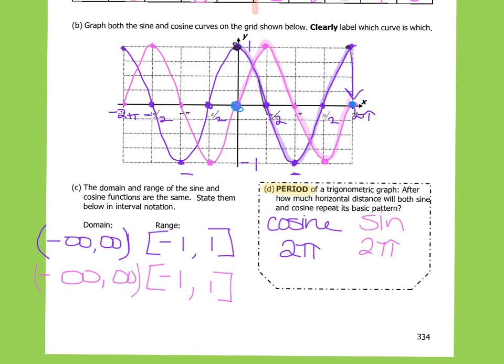That's not always going to be the correct answer because we're going to stretch these and shrink these, but for a standard graph like we just did, it takes 2 pi radians for each of those to complete one full cycle.